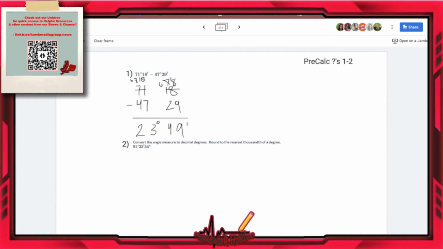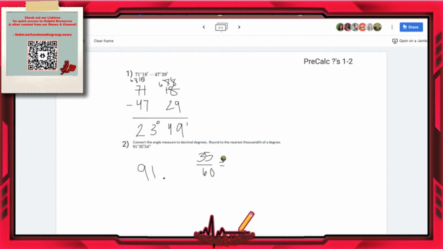And then on this next one, convert the angle measure to decimal degrees, round to the nearest thousandth of a degree. It's kind of the same thing, but instead you're just going to be multiplying. So you want to turn this into a decimal. You're going to keep the 91 as is. You're not going to do anything to it. That's going to be your first part of the number. And then the 35 minutes, you're going to divide that by 60.